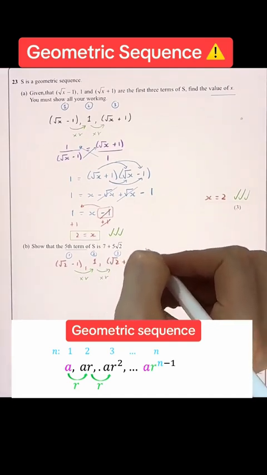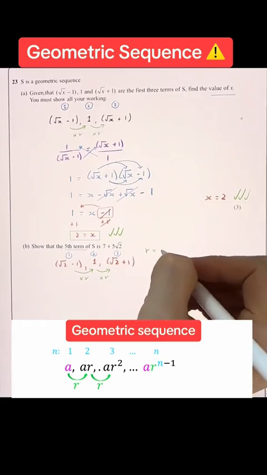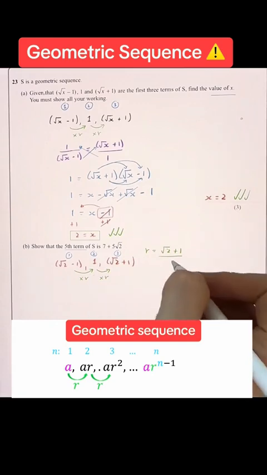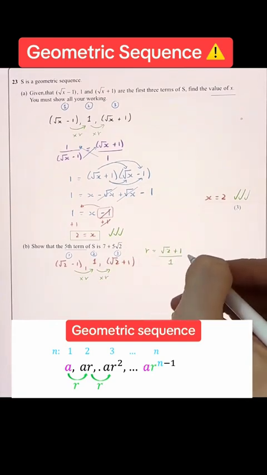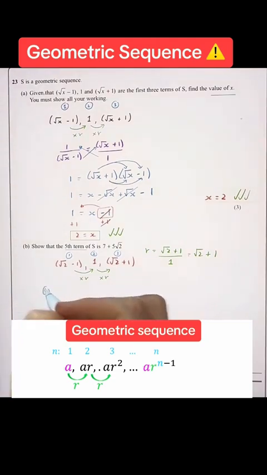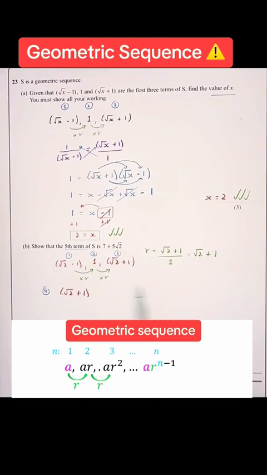So to find R, I'm going to divide my third term, which in this case is root 2 plus 1, by my second term, in this case, 1. Well, dividing by 1 has no impact, so my common ratio in this case is root 2 plus 1. As the third term was root 2 plus 1, to find the fourth term, I'm going to do the third term, in this case root 2 plus 1, multiplied by my common ratio, which I just worked out to be root 2 plus 1.